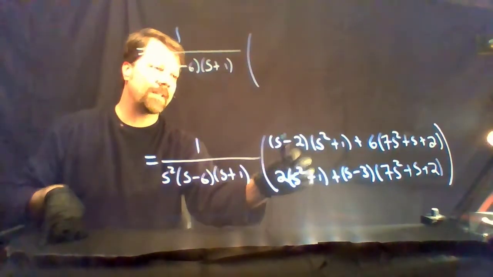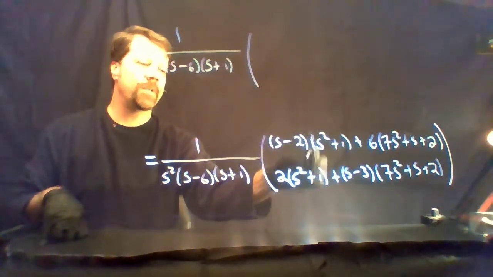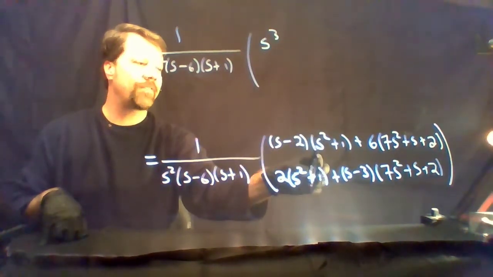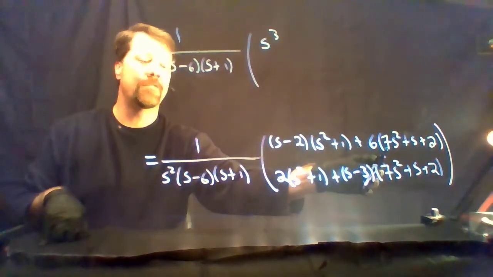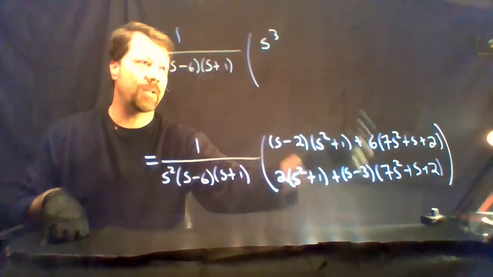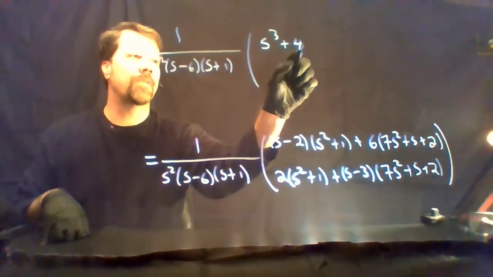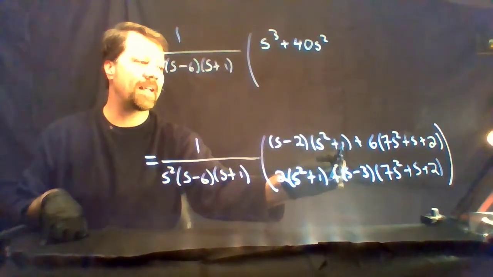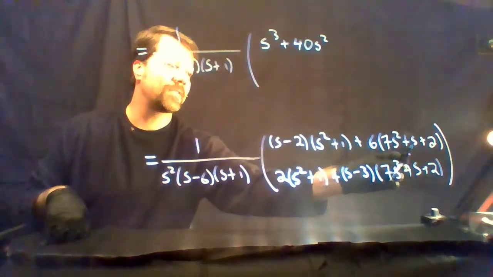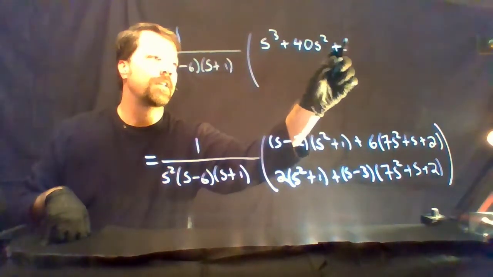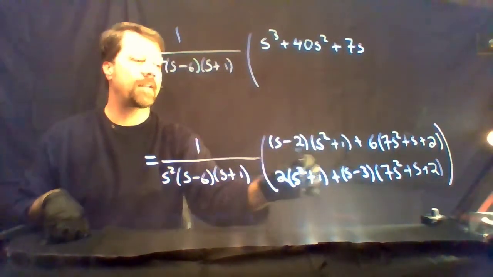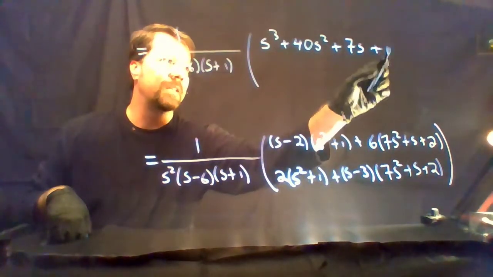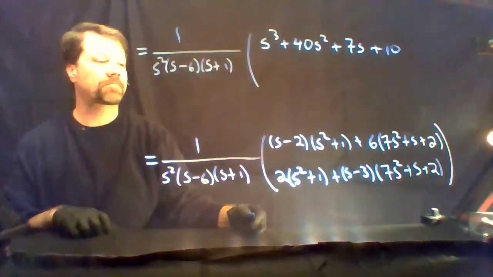You can see the only s cubed term you're going to get when distributing this is this one s cubed. We'll have a negative 2s squared here, but a plus 42s squared here, for a net of plus 40s squared. We'll have a 1s term here plus 6s, gives us 7s, and now the constant terms negative 2 plus 12 is a net of plus 10.